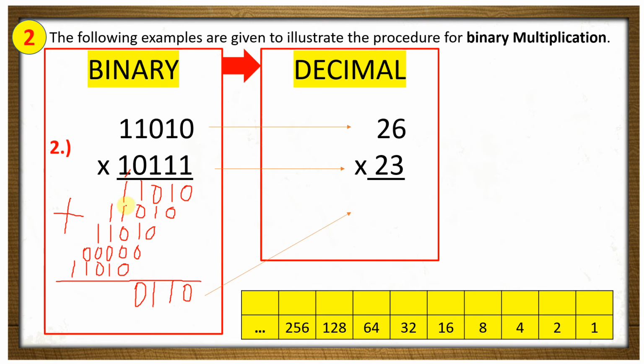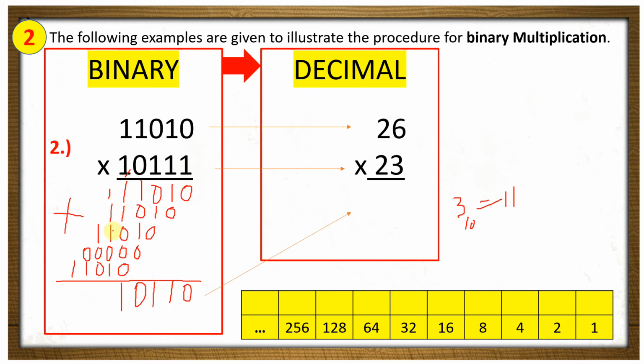Carry over. Okay, so next, 1 plus 1 plus 1 is 3. So this is 3 in decimal. Again, review: 3 in decimal is equal to 11 in binary. So you bring down the 1, and you carry over the other 1 here.